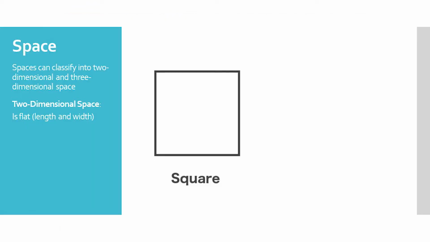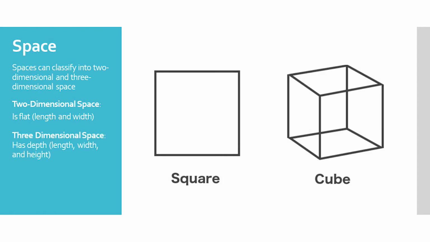Spaces can be classified into 2-dimensional and 3-dimensional space. 2-dimensional space is flat. It has a length and a width, but no thickness or height. And 3-dimensional space has depth, in other words, length, width, and height.